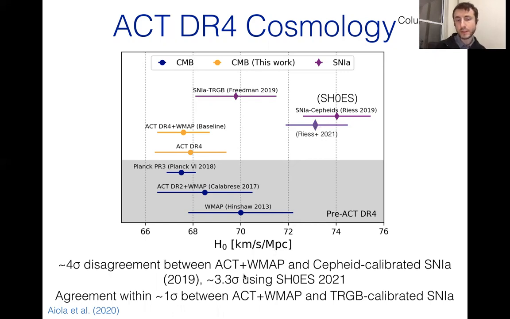So actually using that latest result from SH0ES, the tension drops a bit. It would have been 4 sigma with this previous point. Now it's about 3.3 sigma between ACT plus WMAP and this SH0ES 2021 from Riess et al. Alternatively, if one looked at the Freedman point here from TRGB, there's roughly 1 sigma agreement, as you can see with the error bars explicitly.